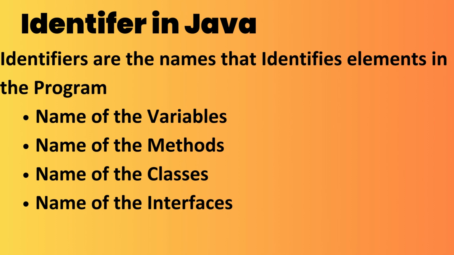What are the elements in the program? Name of the variables is one of the elements in the program. Name of the methods is one of the elements in the program. Name of the classes is an element of the program. Name of the interfaces are also identifiers. So I hope the identifier definition is clear to all.